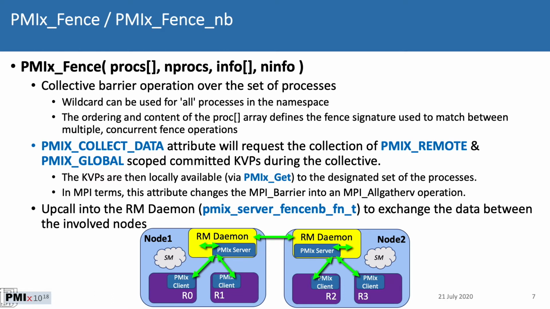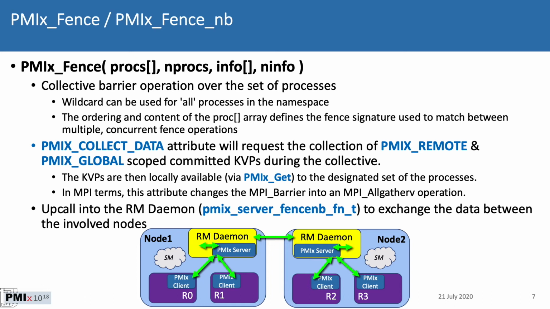The PMIx library itself, the specification, is not intended to communicate off-node. It communicates locally between the PMIx client and the PMIx server, maybe locally with PMIx tools. But as soon as off-node communication needs to happen, an upcall happens into the RM daemon. So when a fence operation is requested by a PMIx client, there's an upcall into the resource manager daemon on the node to actually exchange the packet of information.